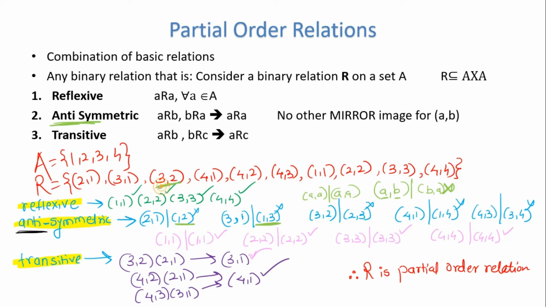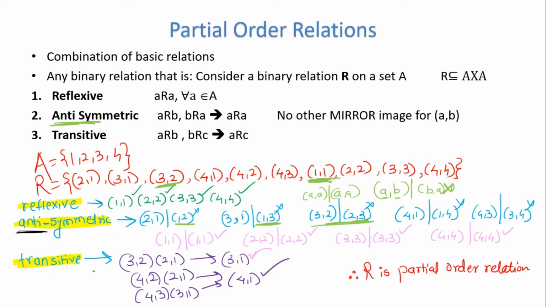Okay. For 3 comma 2, the mirror image is 2 comma 3. 2 comma 3 should not be present in my relation. Okay, that is not present. For each and every element, I checked and I found that its mirror image is not present in the relation when the element is of type A comma B, and for all the elements of type A comma A, for example 1 comma 1, their mirror image is present in the relation. So this relation is antisymmetric.